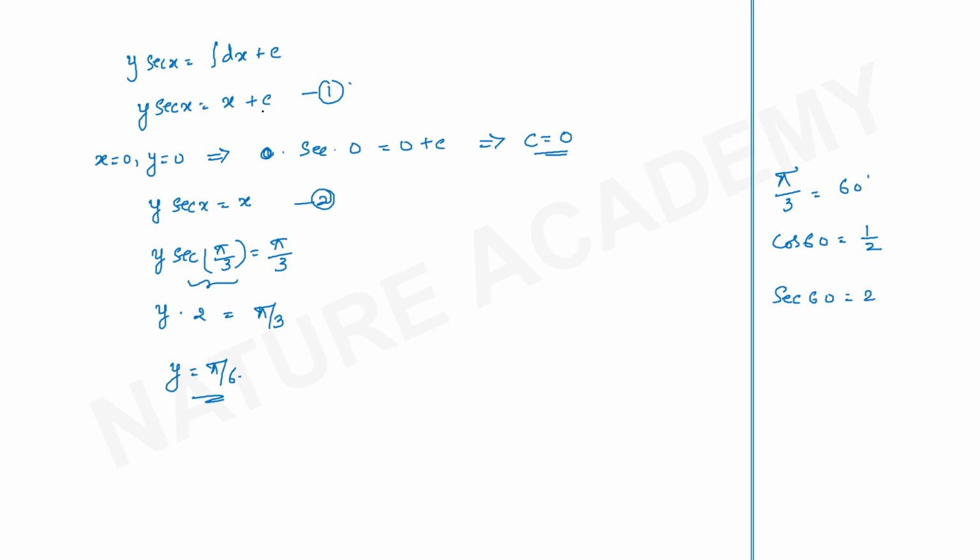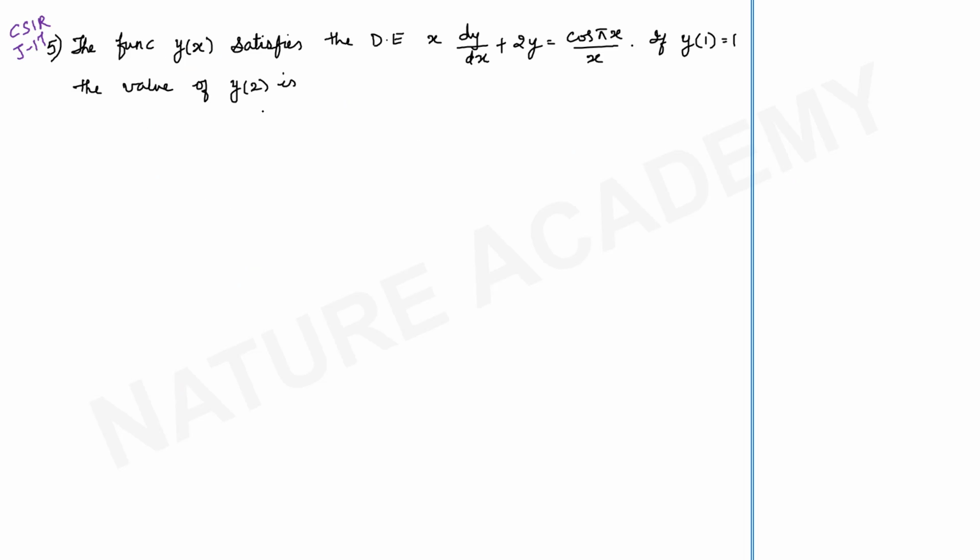Okay, let's move on to the next sum. This is a CSIR 2017 question. The function y of x satisfies the differential equation x dy by dx plus 2y is equal to cos pi x by x. If y is equal to 1 at x is equal to 1, then the value of y at x is equal to 2 is, the options are pi, 1, 1 by 2 and 1 by 4.